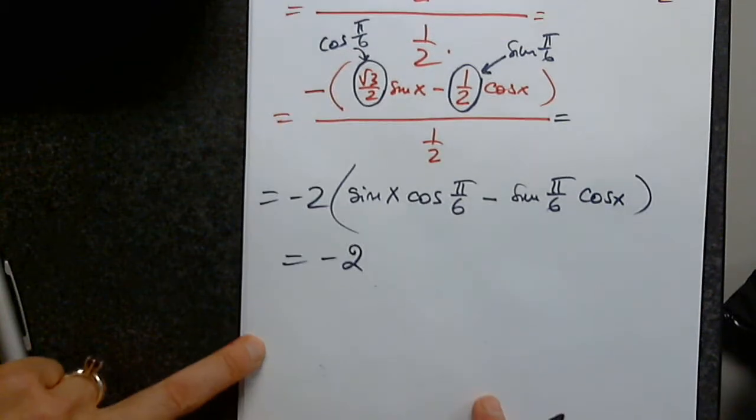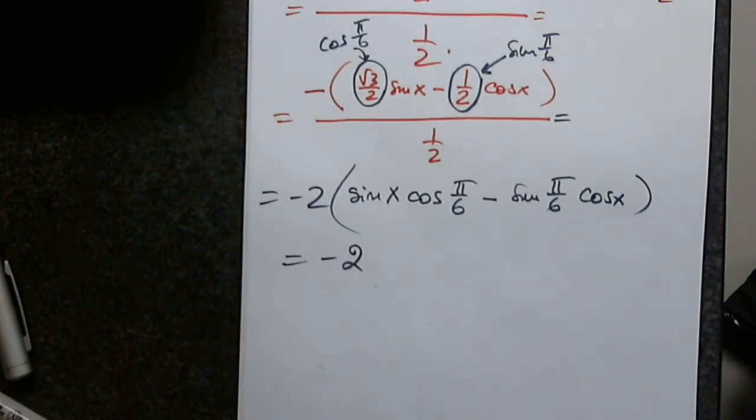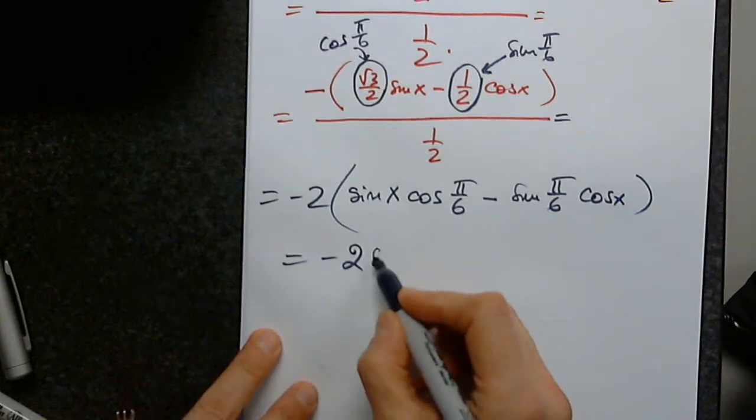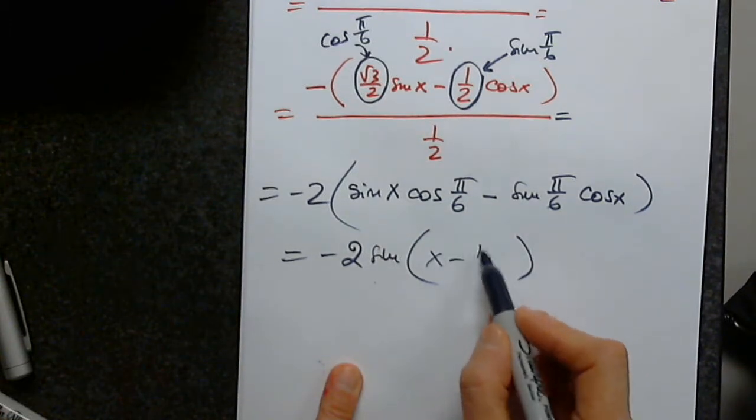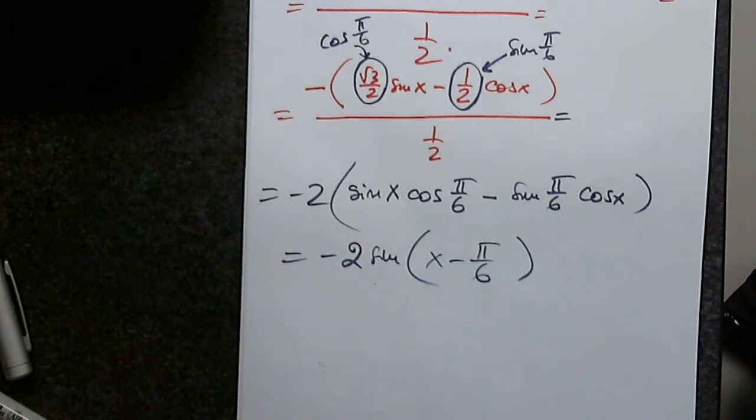And now I have it. So this is -2 sine what? And now in parentheses. Yes, that's it. If you don't believe this, you can use the formula sine x cosine pi over 6 minus sine pi over 6 cosine x. Distribute -2 to those two terms. You will definitely get the original expression. Any questions?